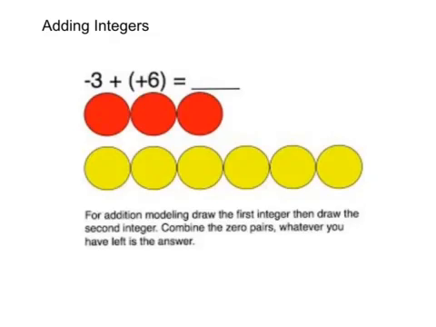So the model below, the red dots stand for the negative 3. If we had negative 4, there would be 4 red dots and so on. The yellow dots stand for the positive 6. So in our problem, we have negative 3 plus a positive 6. So we have 3 red dots and 6 yellow dots.